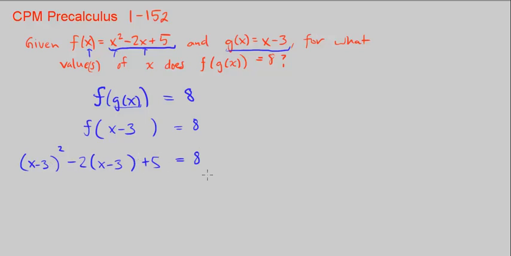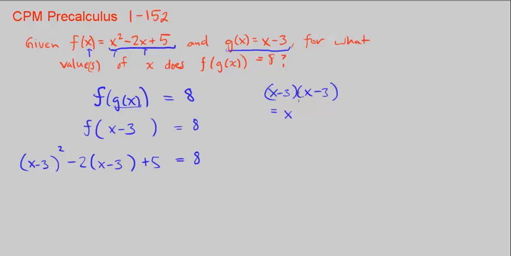Okay? So when is this true? For what values of x is this true? When does it equal 8? So let's just simplify this. x minus 3 squared is just x minus 3 times x minus 3. And so if I multiply that out, I have to distribute twice, right? I could use any method I want.